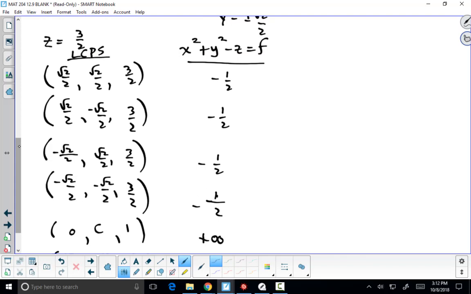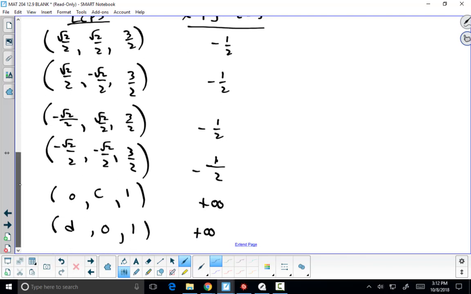It can't go towards minus infinity, because that's squared. So what we have is a min but no max. Our min value is minus 1/2, but we don't have a max value, because the values keep getting bigger and bigger. So we have a min but no max.